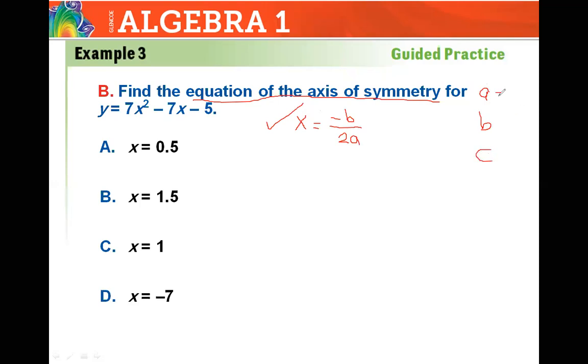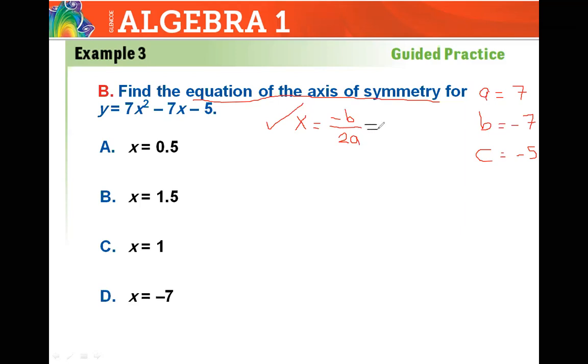Yes. A equals what? 7x power 2. 7, only 7. I take the number only. Okay, and B? Negative 7. And C? Negative 5. So it's negative 5. Now substitute in the rule.